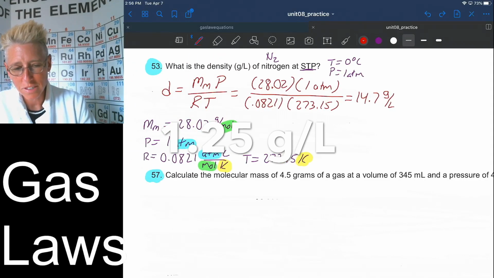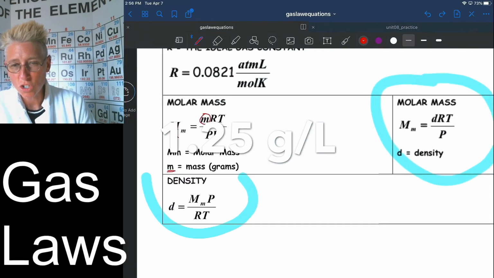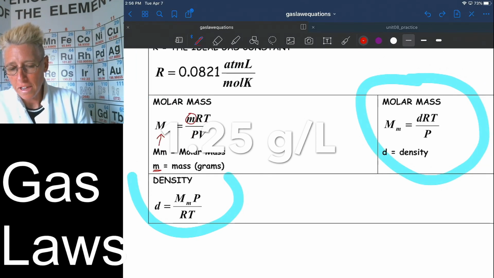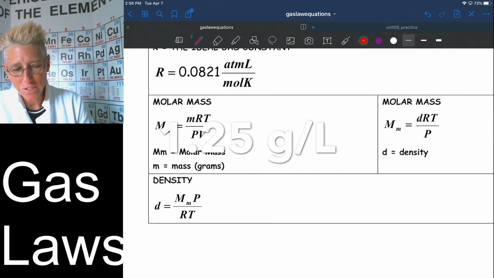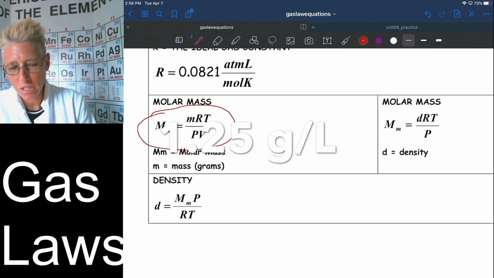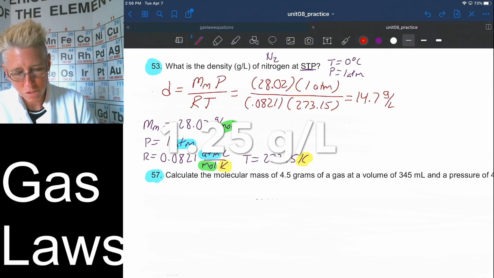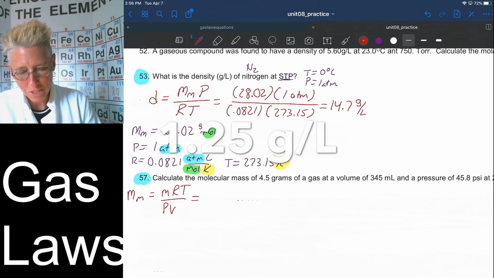Okay, so we're going to set this up using the molar mass calculation. Now in the molar mass calculation, you see that there are two choices of molar mass equations. Since density is not given, I'm not going to use that density equation. Mass is given, so I'm going to use this molar mass calculation. So hopefully you can see based on what you're given which equation to use. So we're going to do molar mass is equal to mass R T divided by P V. And I'm just going to plug the values in and hopefully see that our units are going to match and cancel out as we go.